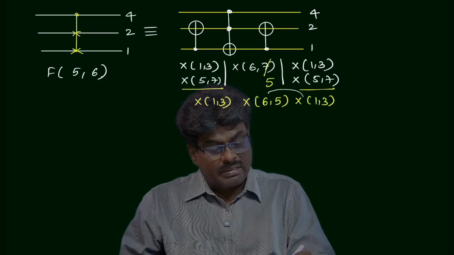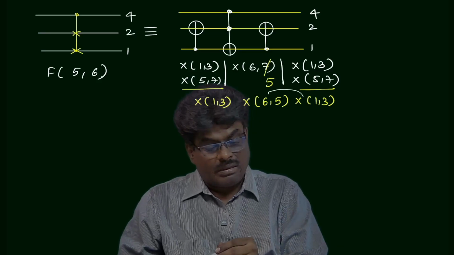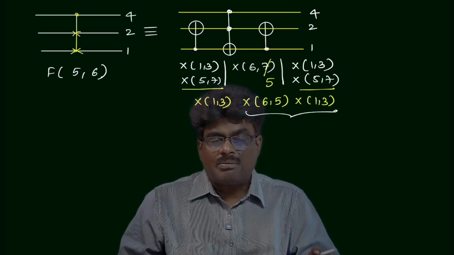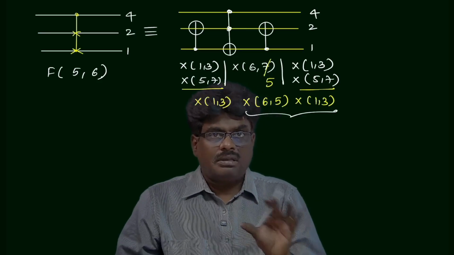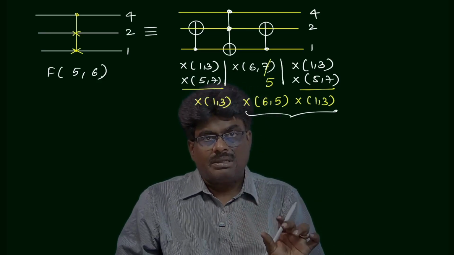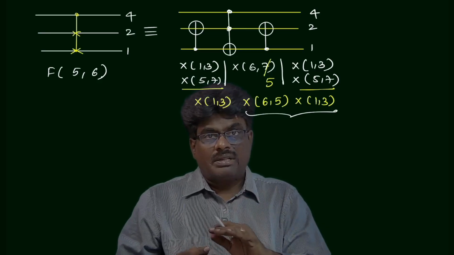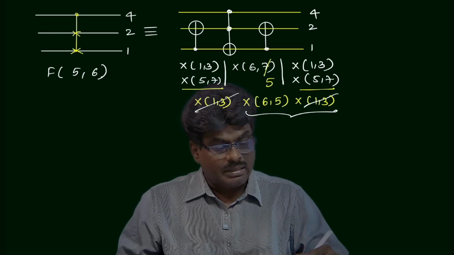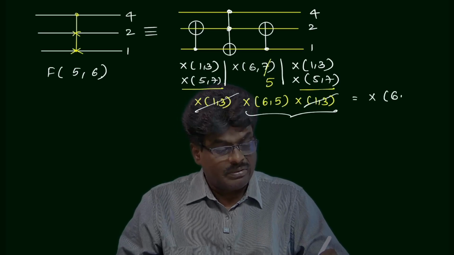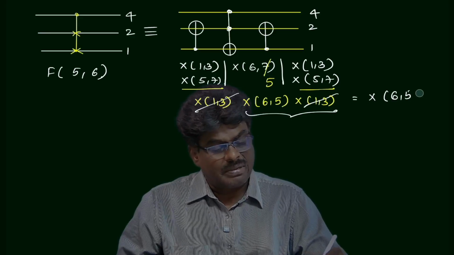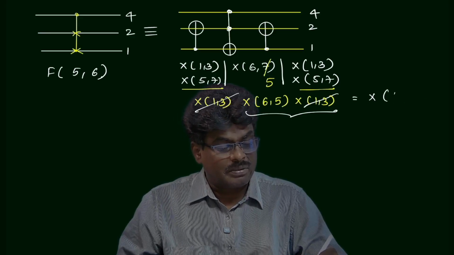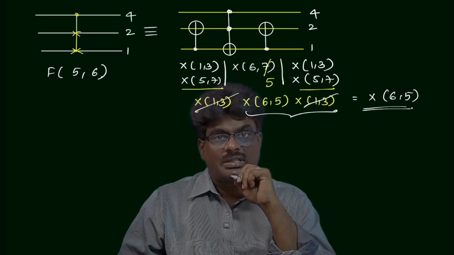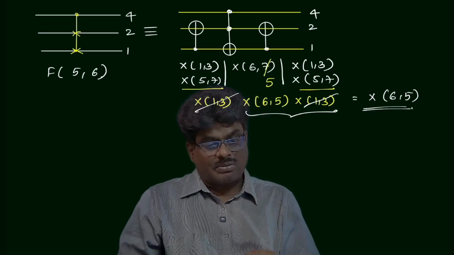Now you can bring this side, because here there is no common number. If there is no common number, they commute. I repeat, if there is no common number, they commute. So you can interchange the positions. Then X13, X13 cancel, and the remaining is X of 6 comma 5 or 5 comma 6. Anything you can write, it's not a problem. That's it. So both are same. Let us take one more circuit.